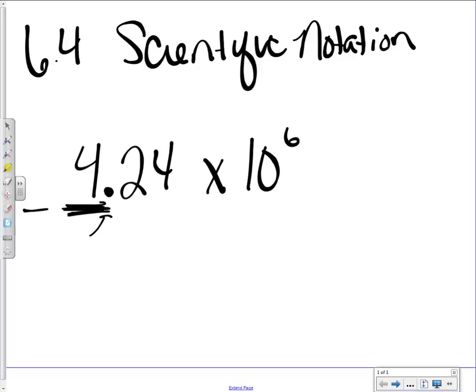Okay. Also, this is not x, it's times. So we've got 4.24 times 10 to the 6th power. So this whole piece, that whole thing that I have written on there, is your scientific notation.